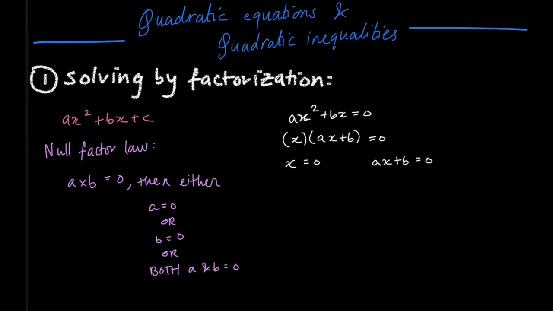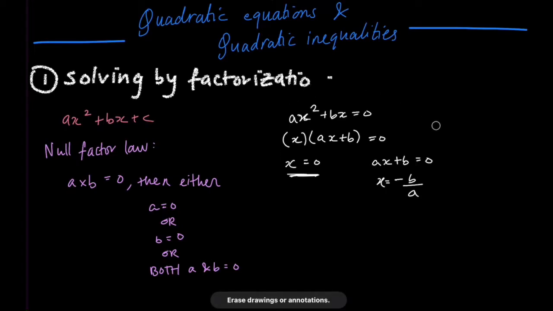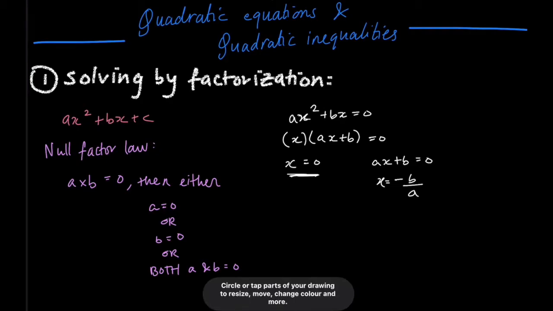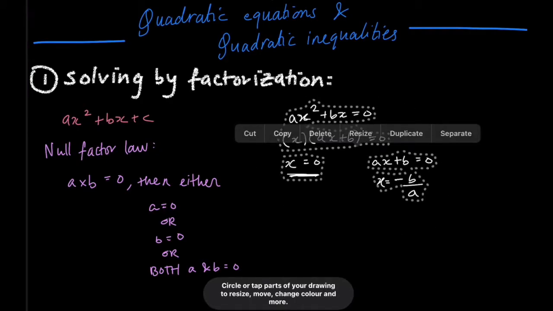But obviously in this one we already know that x is equal to 0. Or x is either equal to 0 or x is equal to minus b over a if we solve for x. And that's basically how you use null factor law. And this is with obviously the variables, but we'll have a look at a proper example right now.